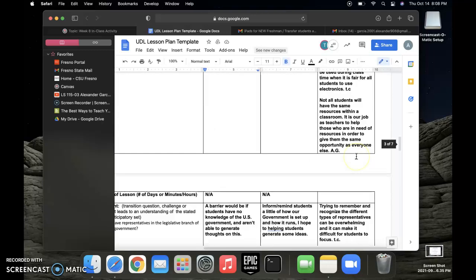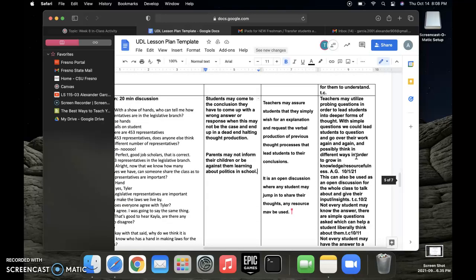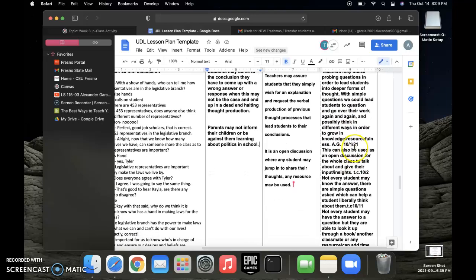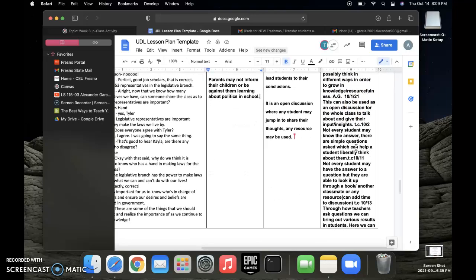The metacognitive statements. So for this section, I have two, one of which is teachers may utilize probing questions in order to lead students into deeper forms of thought. With simple questions, we could lead students to question and go over their work again and again, and possibly get the students to think in different ways in order to grow in knowledge and resourcefulness.